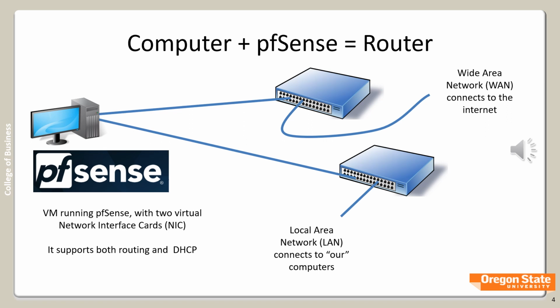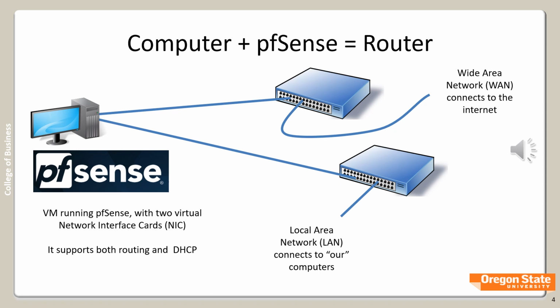Our PowerShell script will create 2 virtual switches in the Hyper-V hypervisor environment. Here, a virtual machine will take the place of a dedicated routing device. To set that up, we use a computer, a VM actually, and install pfSense. A router will support 2 network interfaces, a WAN and a LAN, through 2 virtual network interface cards, or NICs. Each of the virtual NICs in the VM are virtually plugged into one of the 2 Hyper-V network switches.